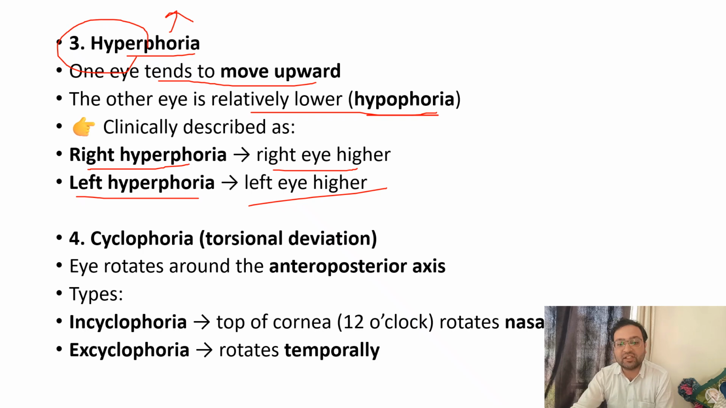Then coming on to the cyclophoria, that is the torsional deviation. Here the eye rotates around the anterior posterior axis. So the types are incyclophoria.